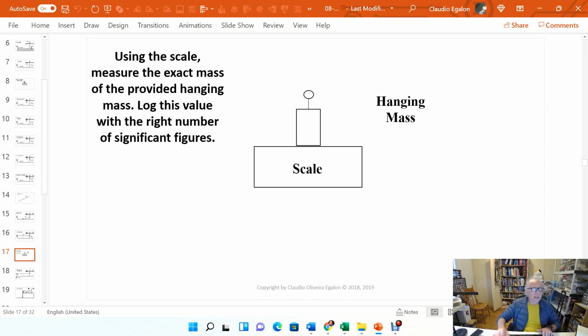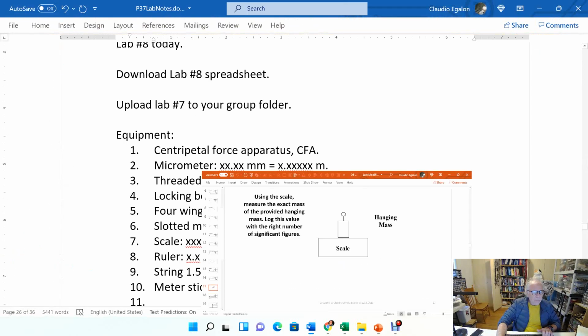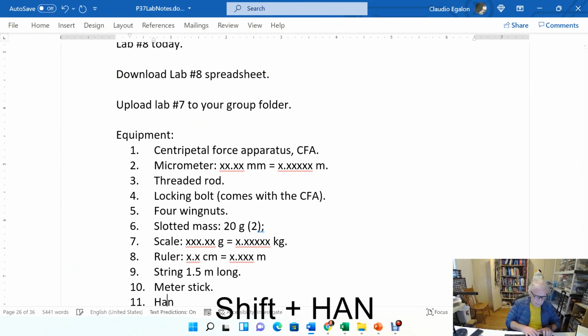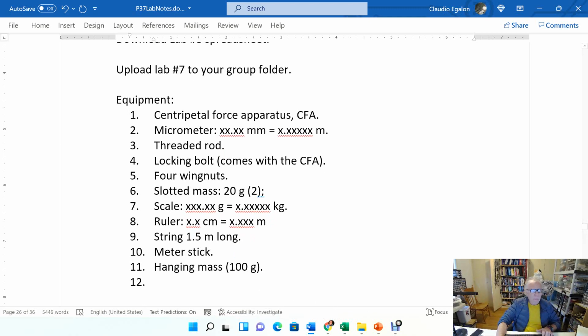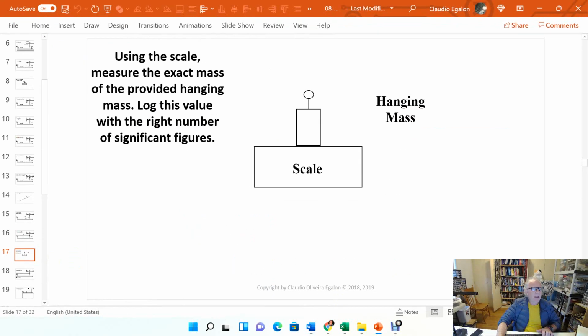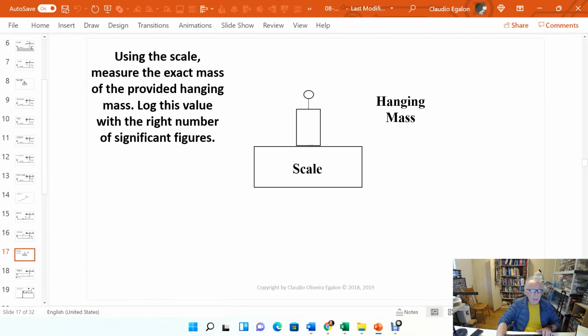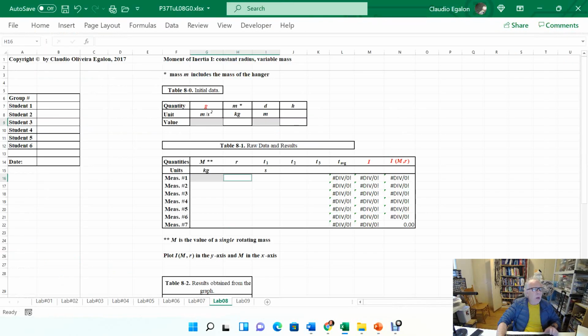You get a mass, hanging mass. We usually use a 100-gram hanging mass. Measure the hanging mass value, right? And we log right in here.